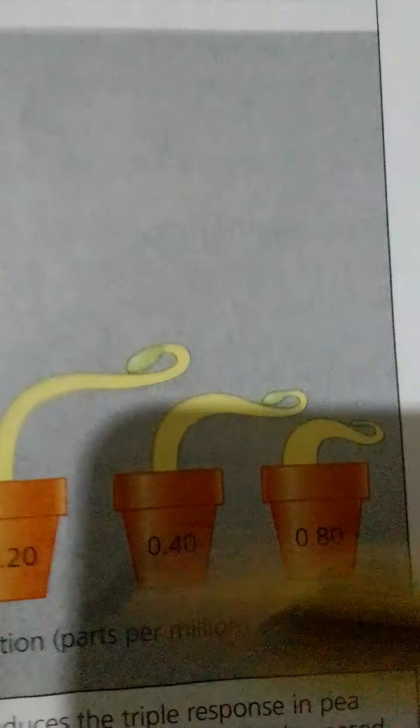Notice this is an inquiry. How does ethylene concentration affect the triple response in seedlings? Experiment. Germinating pea seedlings were placed in the dark and exposed to varying ethylene concentrations. Their growth was compared with that of an untreated seedling. Result. All the treated seedlings exhibited the triple response. The response was greater with increased concentration.